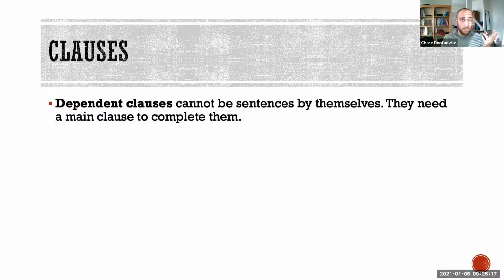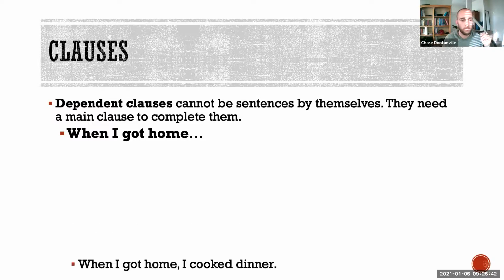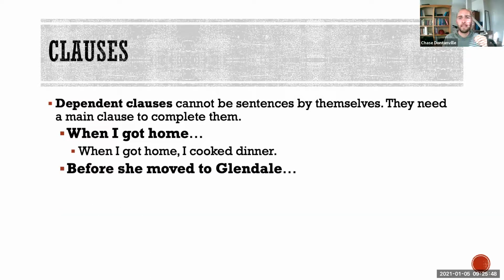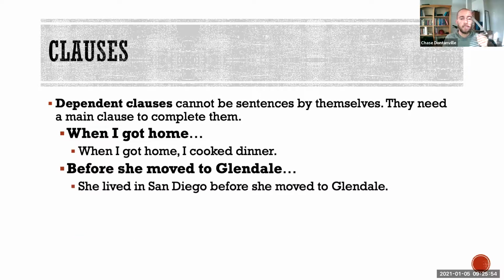If there's independent clauses, there's going to be dependent clauses. So a dependent clause cannot be a sentence by itself. They need a main clause to complete them. For example, when I got home. This is a clause. We have a subject I, verb got, but the idea isn't complete. So what? When I got home, what? When I got home, I cooked dinner. Before she moved to Glendale. Again, this is incomplete. What? She lived in San Diego before she moved to Glendale.